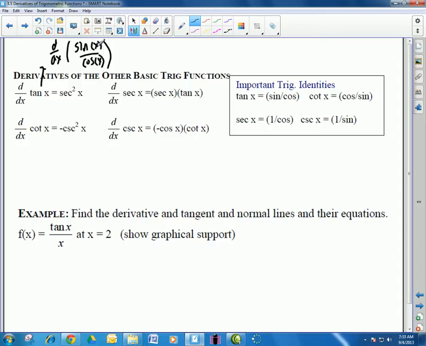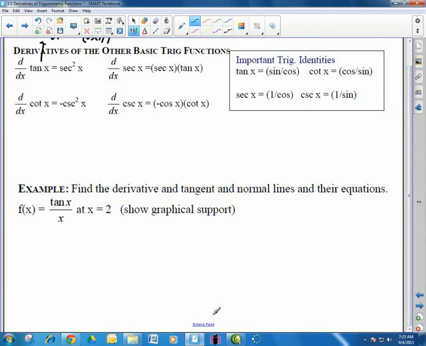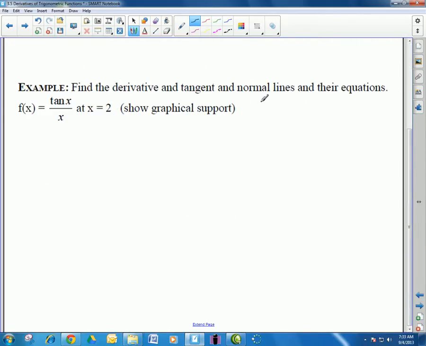Anyway, so the derivative of tangent is secant squared, derivative of cotangent is negative cosecant squared, derivative of secant is secant tangent, derivative of cosecant is negative cosecant cotangent. All right. So first, let's go ahead and find the derivative and tangent and normal lines and their equations. So here you have f of x equals tan x over x at x equals 2. So we need this in order to find the equation of a tangent line. All right, and so we're going to go ahead and find the derivative.